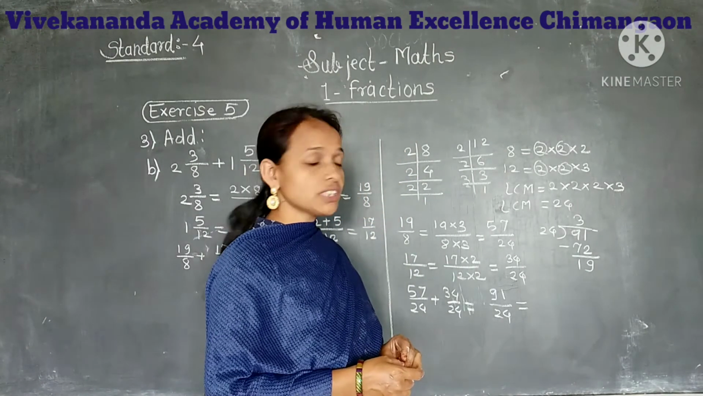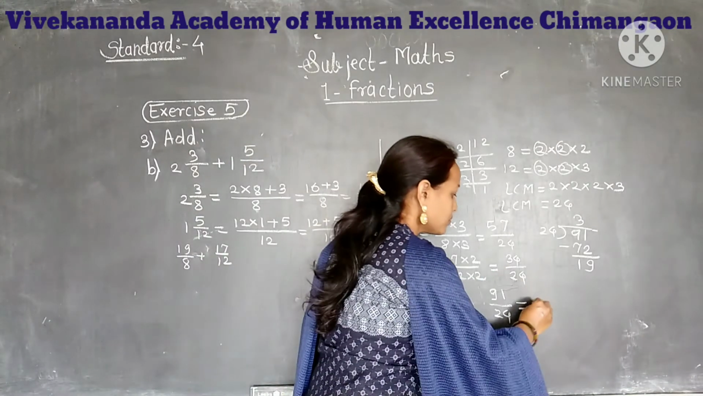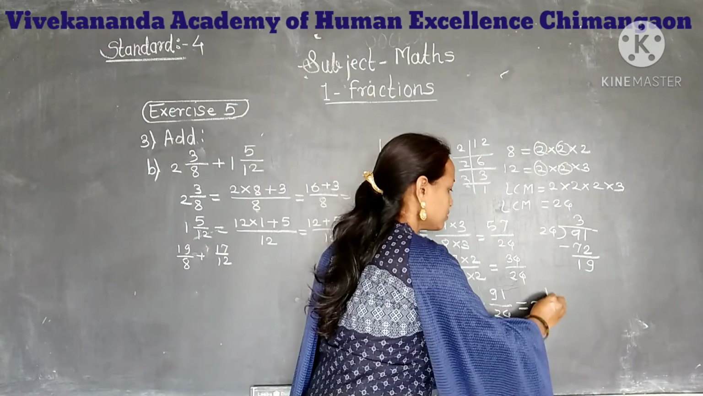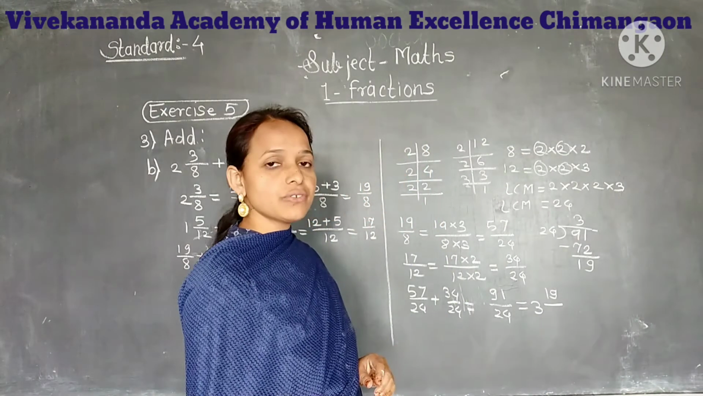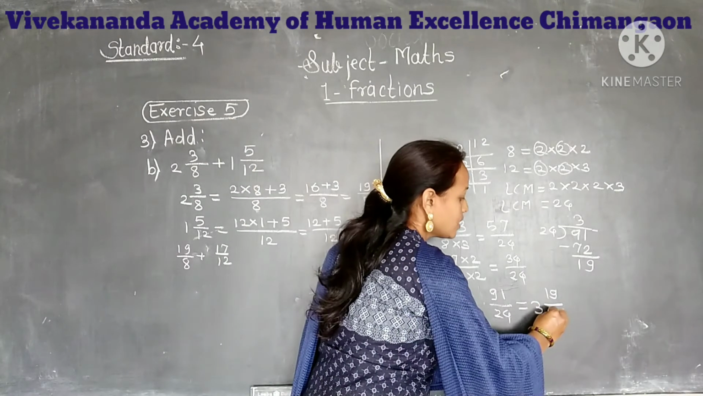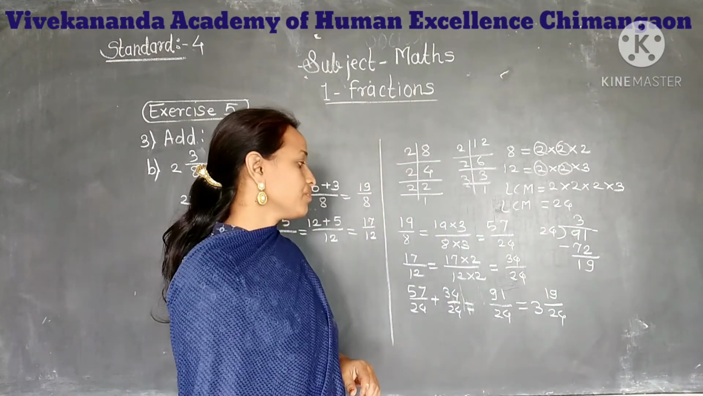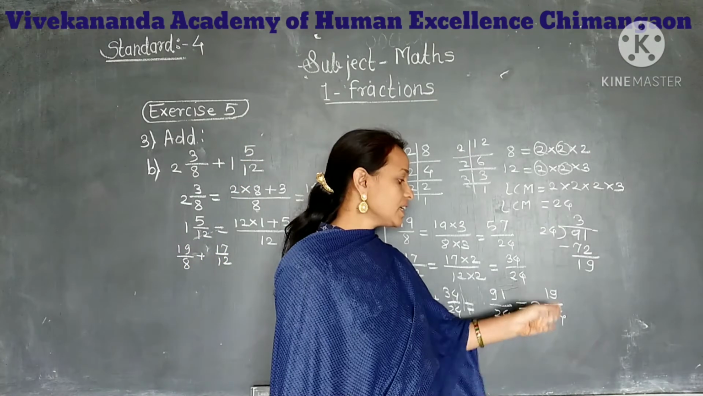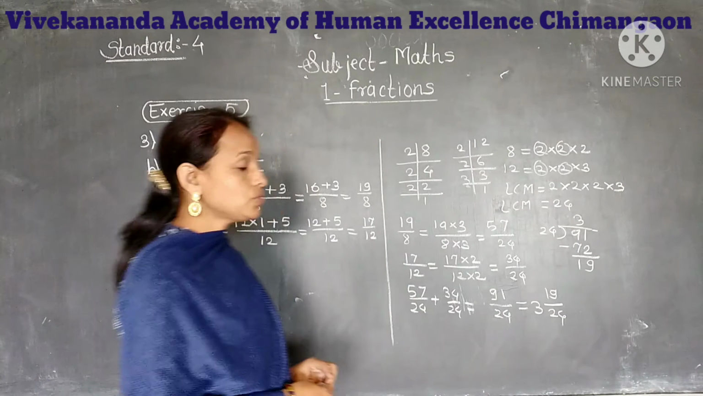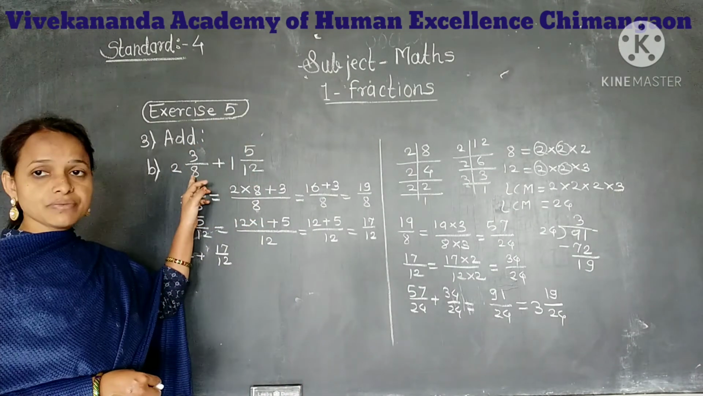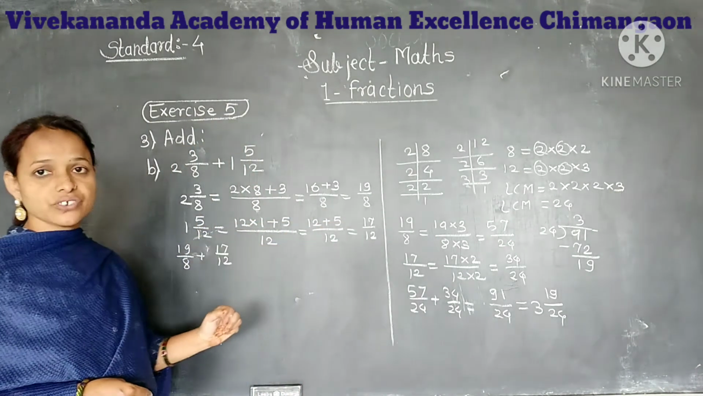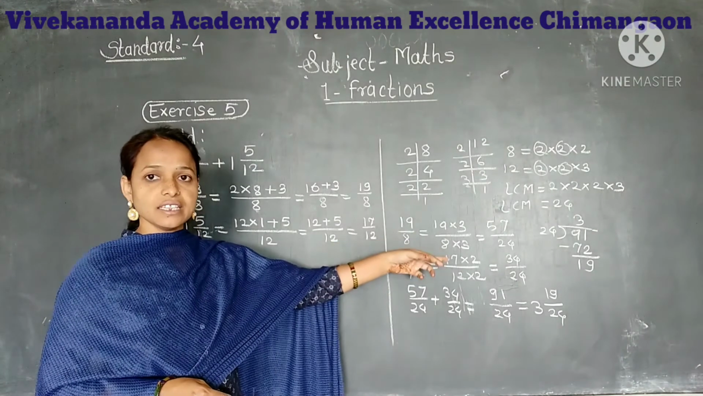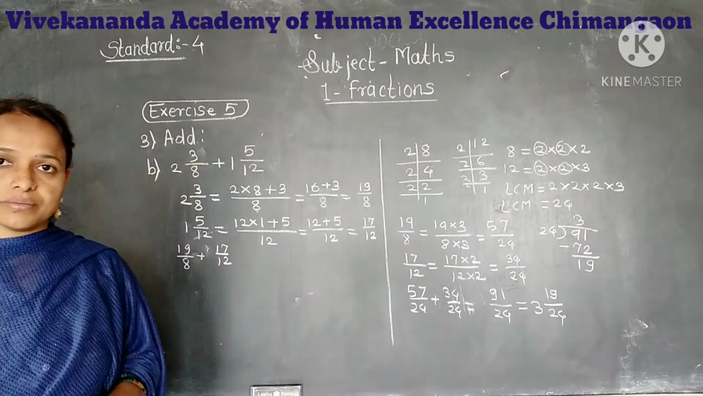So here we get quotient 3. We write it as a whole number. Remainder 19 we write as a numerator. And divisor 24 we write as a denominator. In this way we reduce 91 upon 24 into its lowest term as 3 19 upon 24. So see student, first here we convert mixed fraction into improper fraction. Then we convert unlike fractions into like fractions. We add and then we reduce into its lowest term.